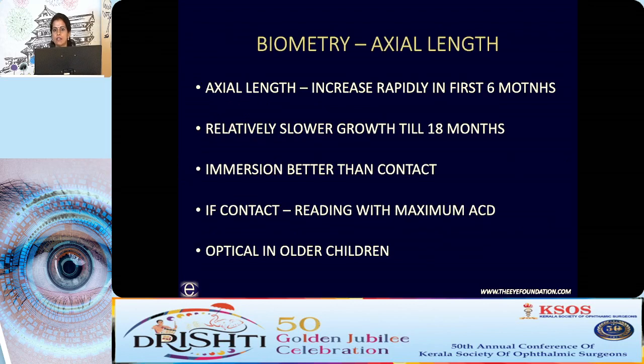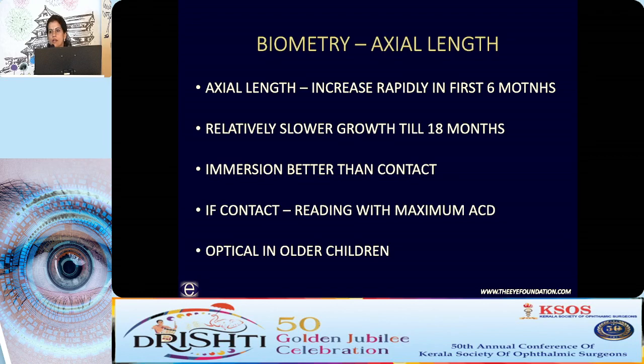So axial length in the pediatric population increases more in the first 2 years of life, more so in the first 6 months. And immersion is better than contact biometry, but in most cases we may not be able to do so. And if needed, we need to do a general anesthesia before the surgical management. In traumatic cataracts, that also may not be possible. So an initial globe repair with a secondary IOL implantation might be considered.